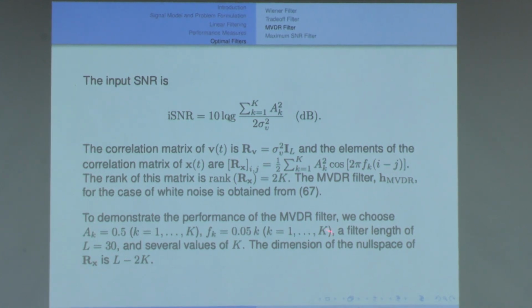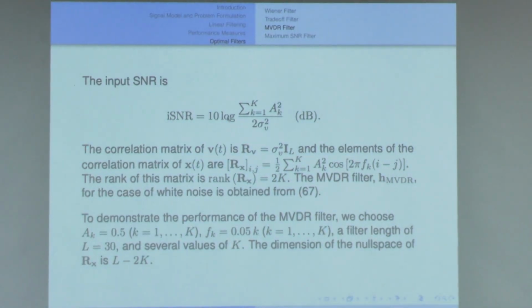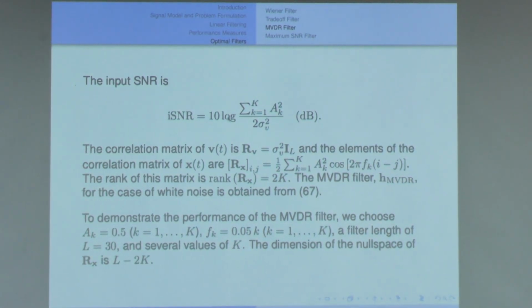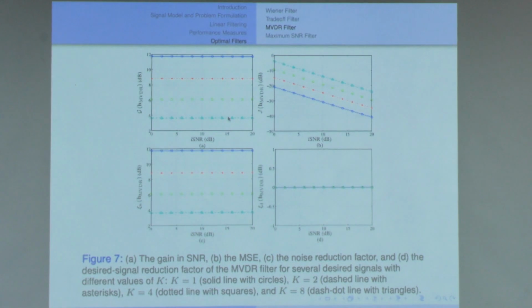Because if K is larger, then the signal subspace increases. The signal subspace rank is 2K, so it increases. It means that we have less noise to suppress in the other frequencies, because the filter reduces noise where the signal is not present. So we can see this.